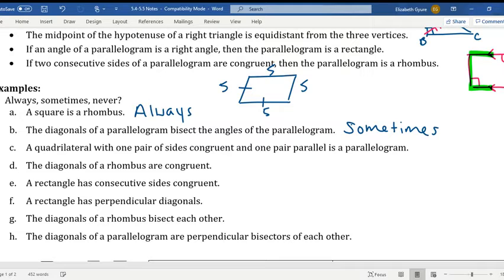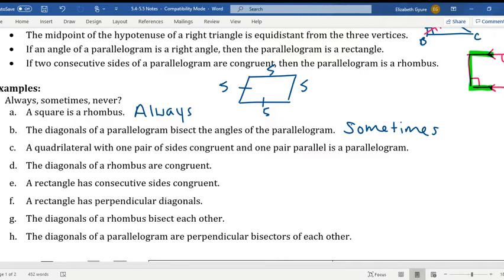Okay. Because again, it only works if it's a rhombus. A good way to think about if it's always or at least sometimes is, since it's saying parallelogram, is this a parallelogram property? If not, then you at least know it's not always. A quadrilateral with one pair of sides congruent and one pair of sides parallel is a parallelogram.